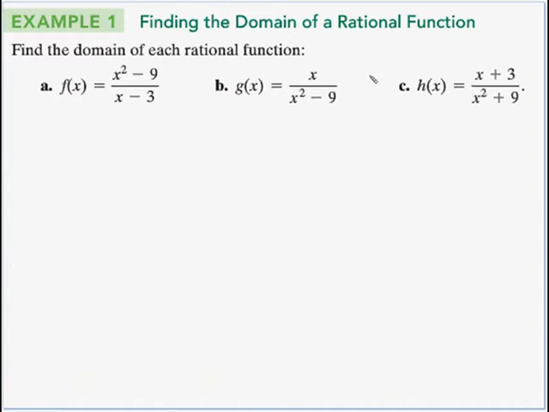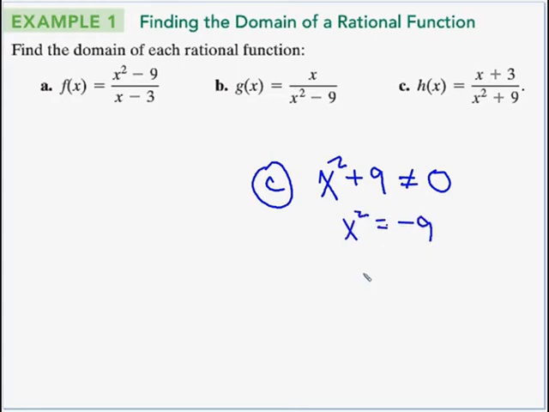Last one. Letter C. We have a denominator x squared plus 9. Remember, we do not want that to equal 0. If I subtract a 9 from each side, now it's negative 9, and when I try to square root, I need to square root a negative number.